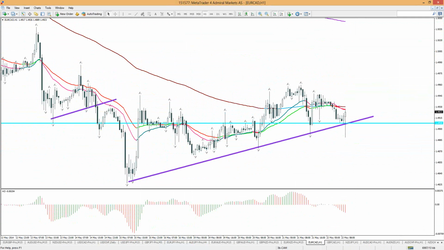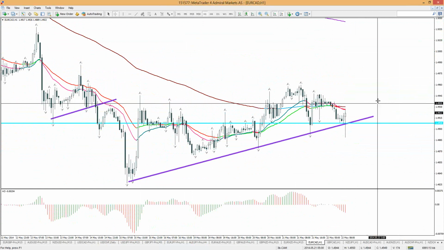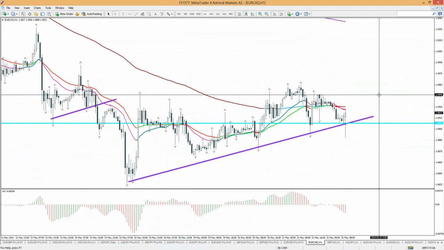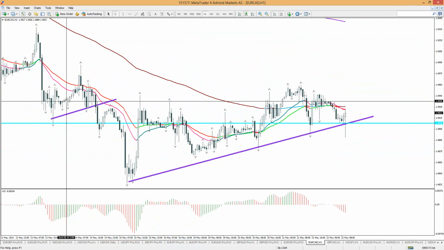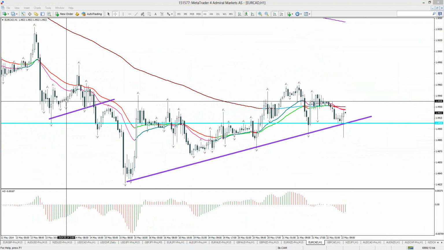Yeah, that definitely looks like a pin bar here. Yeah, so that one is not enough momentum. Always good to keep momentum high. Let's see.